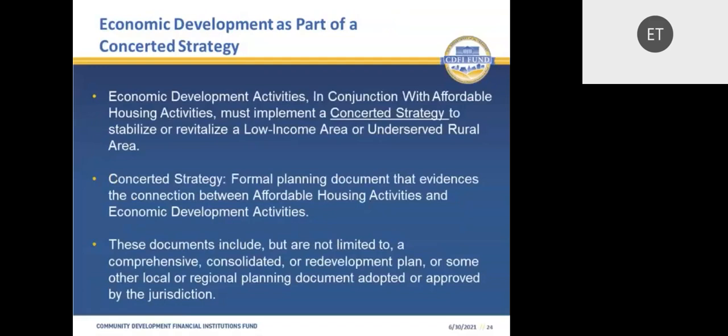A second requirement related to economic development activities is that it must implement a concerted strategy to stabilize or revitalize a low-income area or an underserved rural area. This requirement is also found in the CMF interim rule. Basically, the concerted strategy is a formal planning document that demonstrates the connection between the economic development activities and the affordable housing activities. These types of documents can include comprehensive plans, consolidated plans, redevelopment plans, or some other local or regional planning document that has been adopted or approved by the jurisdiction.